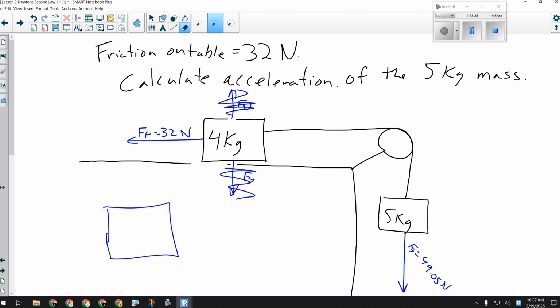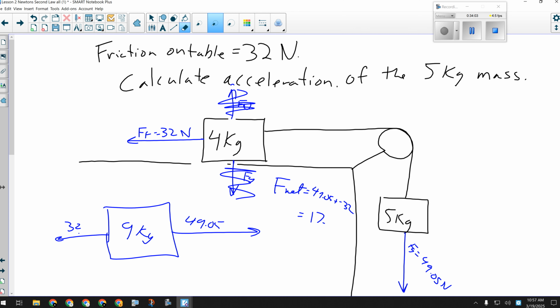In this one, I specifically asked for the 5 kilogram mass. Do I still want to write 9 kilograms in that box? I do. I'm finding the acceleration of the system right now. Okay, so 49.05 there, 32 here. Okay, so that should give me 17.05 as a net force, right? I have 49.05 plus negative 32, okay, 17.05 newtons.